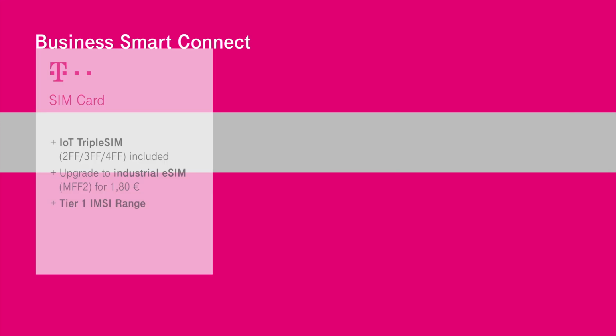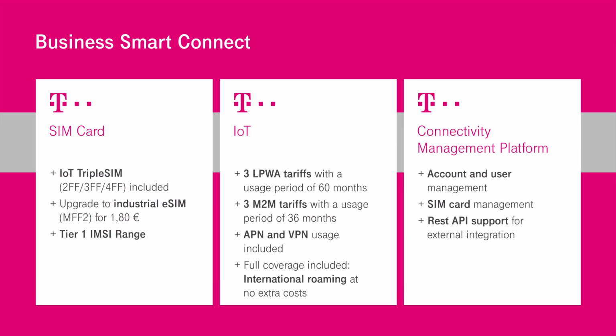Telekom provides worry-free connectivity services for IoT. Thus, the Business Smart Connect tariffs include all necessary features to connect your IoT device. There are no additional or hidden costs. You will get a guaranteed maximum price transparency.